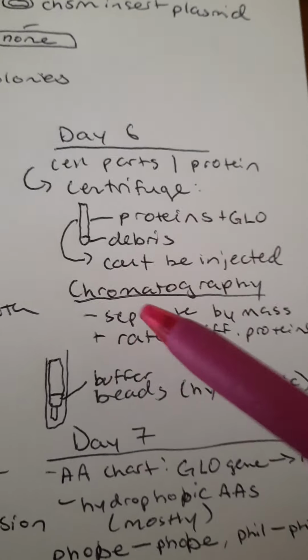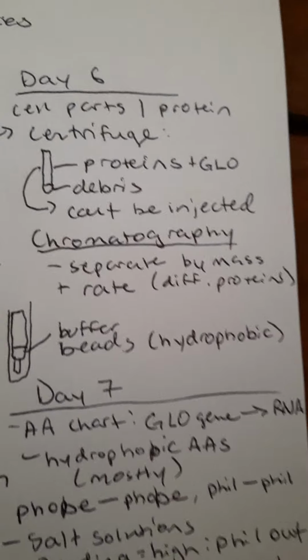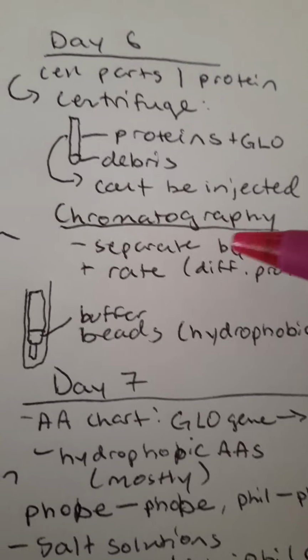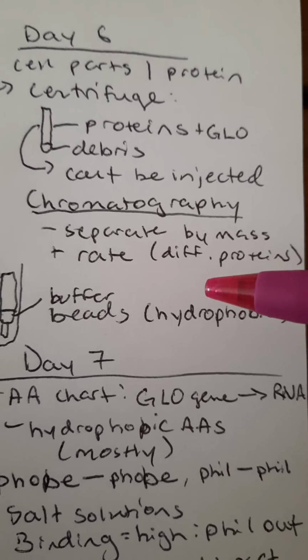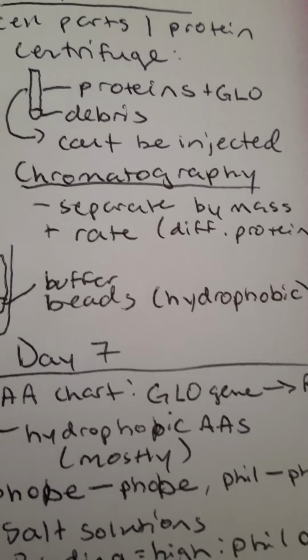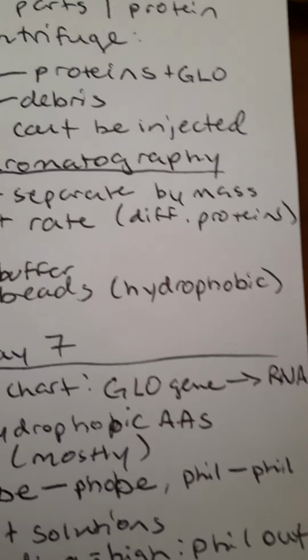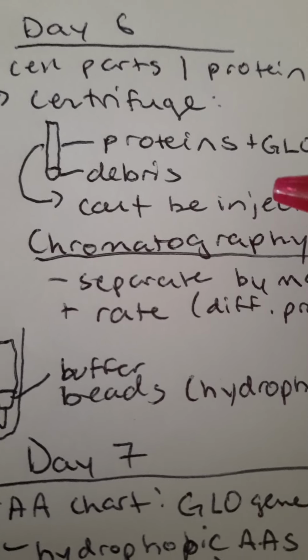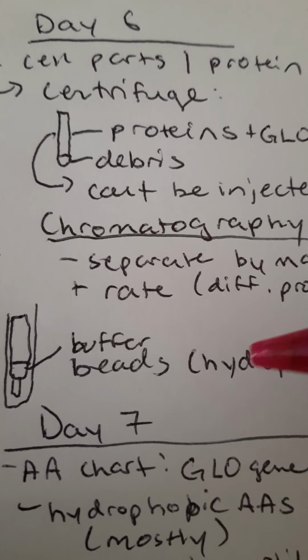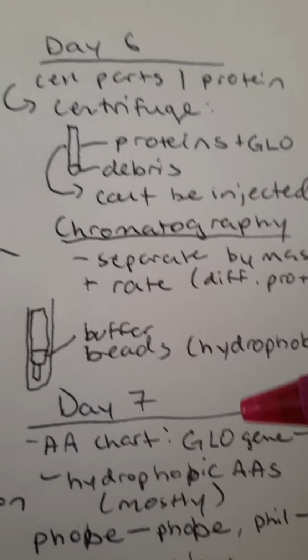Our next step actually would be the AA chart, but we could combine them because we did them late. Anyways, chromatography was separating by mass and rate via a chemical process using that buffer zone here with the beads that are hydrophobic. So there's going to be some chemical relations, hydrophilic and hydrophobic, referring to the charges and the attraction between the molecules involved.